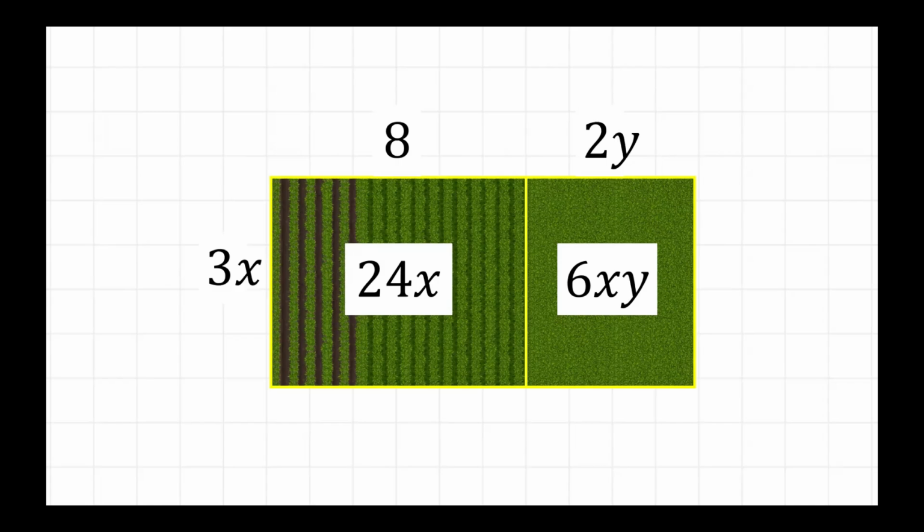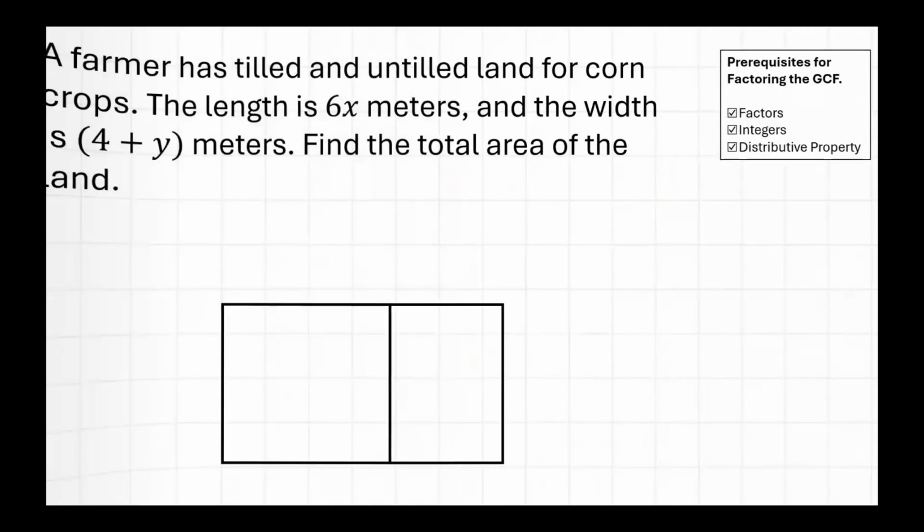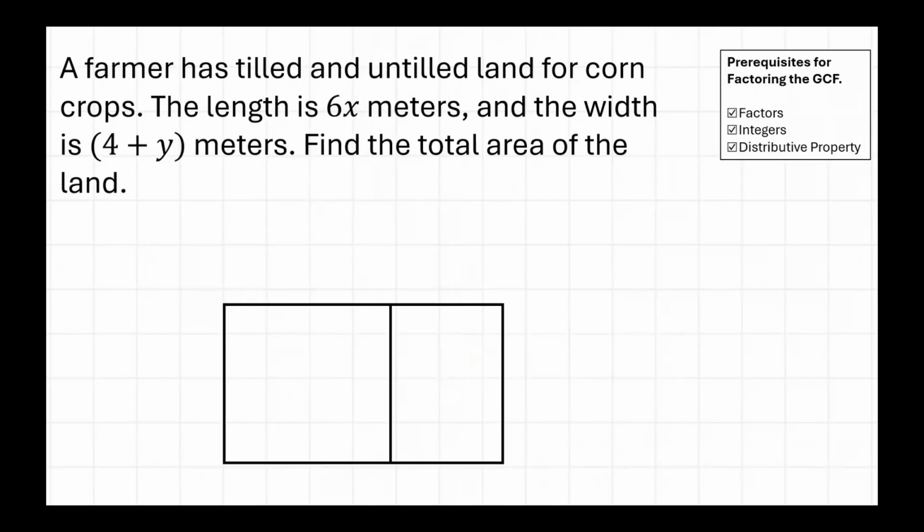To refresh our knowledge of the distributive property, let's look at the farmer's land here with the dimensions 6x meters and 4 plus y meters. We need to find the total area of the land. So we need to distribute 6x to the 4 and to the y. How are we going to do that? We're going to write the 6x on the common side of these two areas, then extend it by 4 plus y.